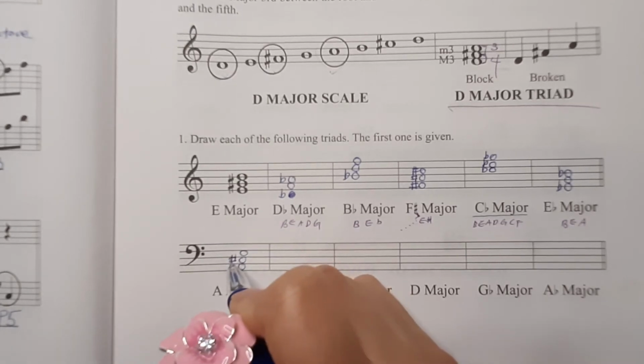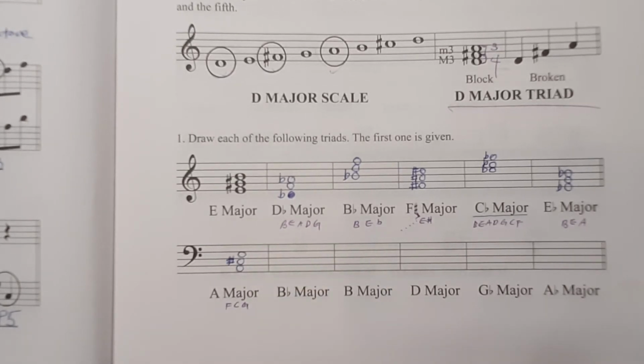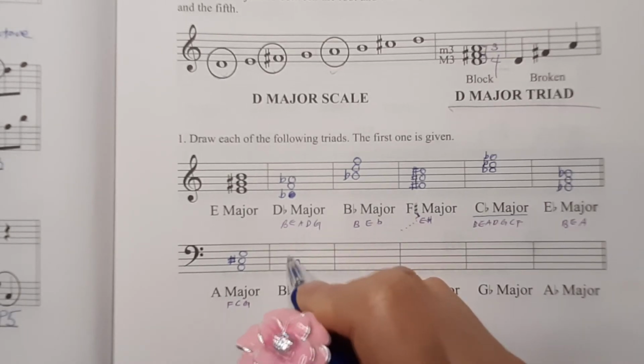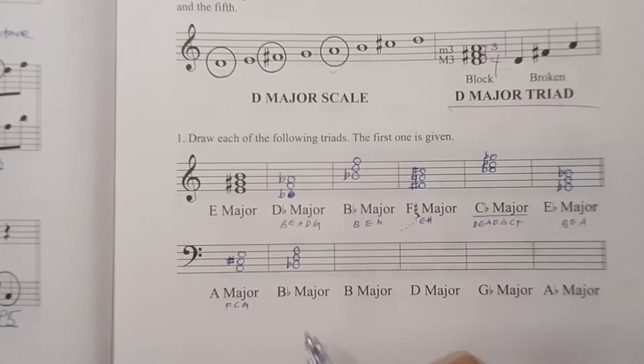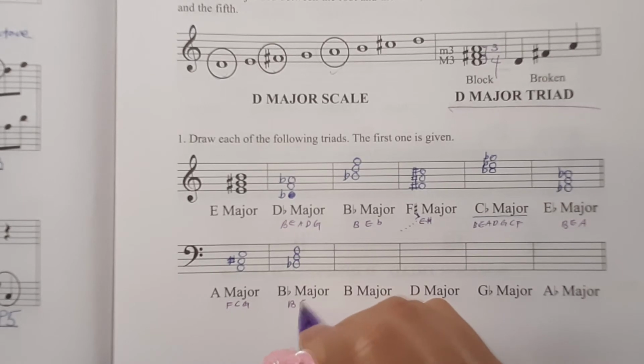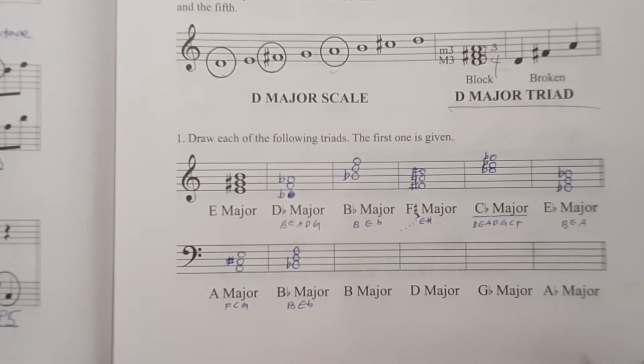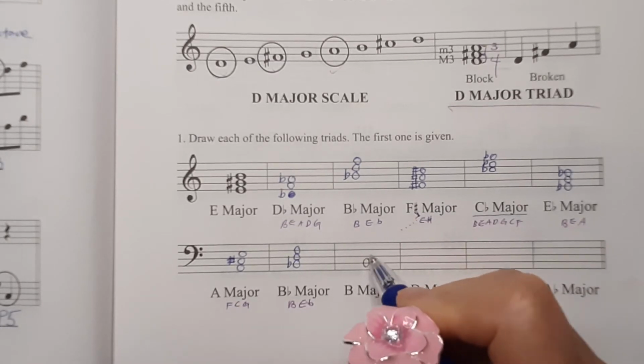Okay. Good. Now B flat major. So draw B flat, D, and F. Build a triad. In the key of B flat, what do we have? B flat and E flat. Do you need to flat D and F? No. In the key of B flat major, B flat, D, F.